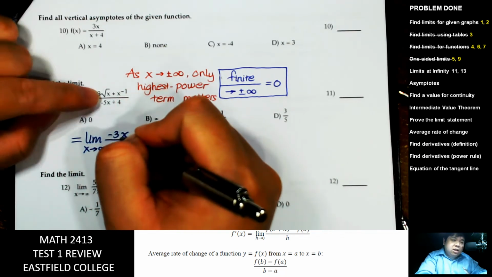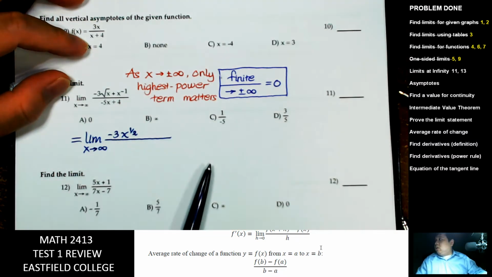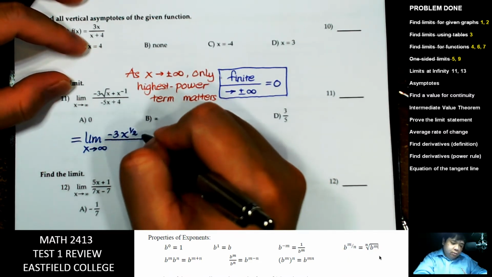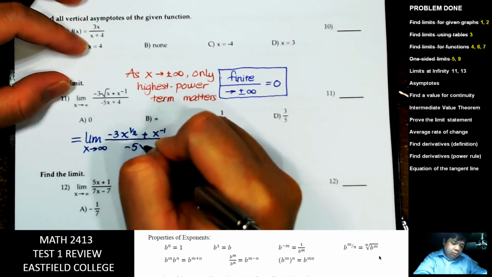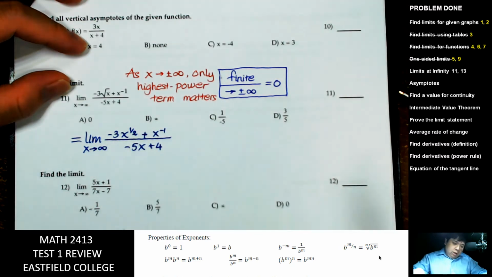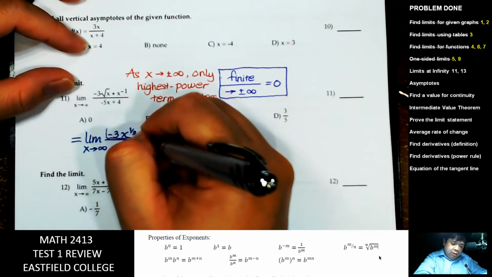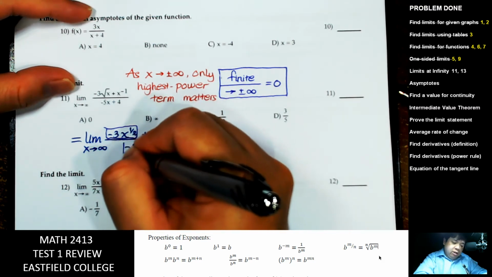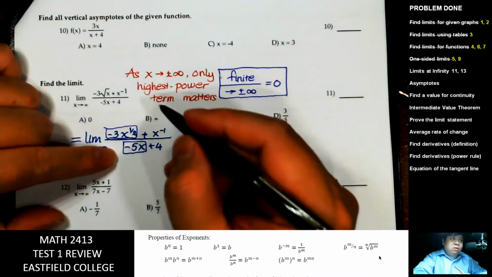By rewrite, I mean x, square root of x, and write that as x to the 1/2. And the formula that we use is this one. The highest power will be this one. X to the 1/2 is higher than x to the negative 1, so 1/2 is bigger than negative 1. So we just take the 1/2 and negative 5x.